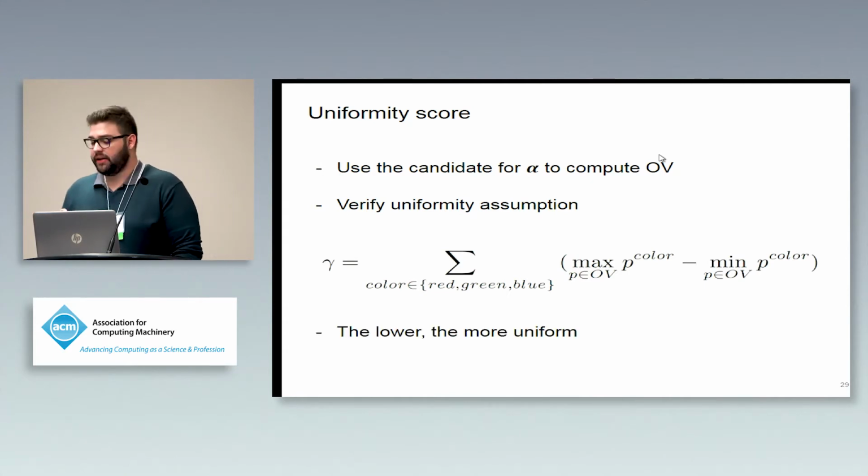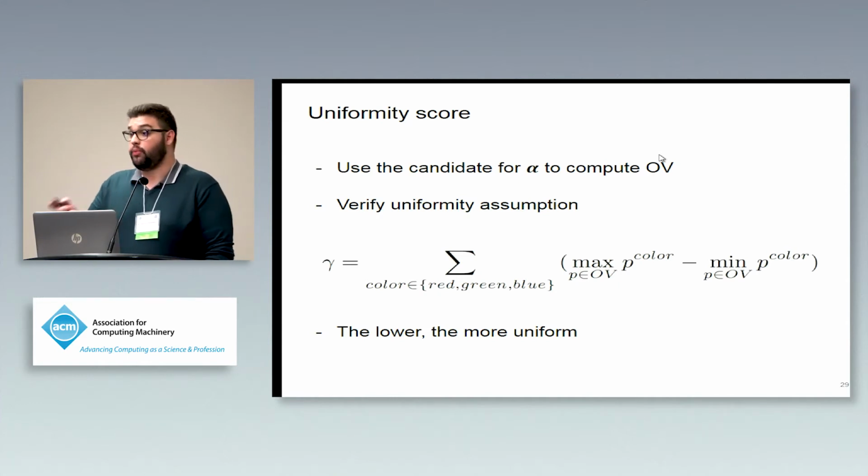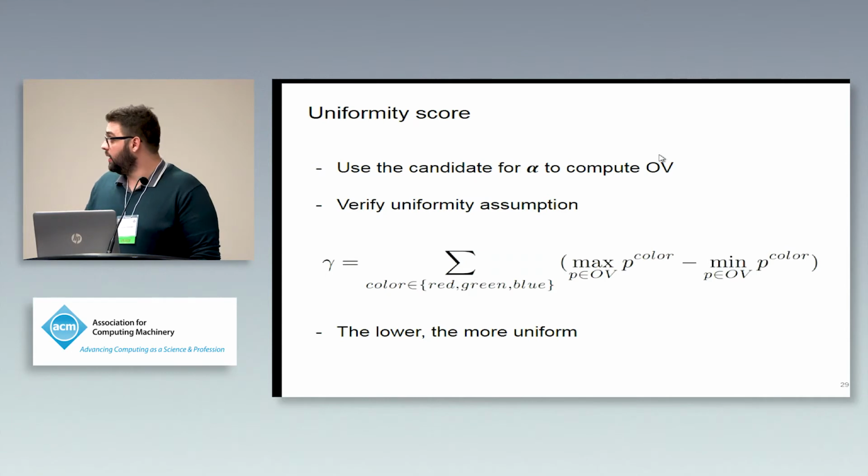And basically, the value of gamma tells us that the lower this value is, the more uniform the overlay is. So if we see that the gamma value is low, it's good. If it's very high, probably it's bad.